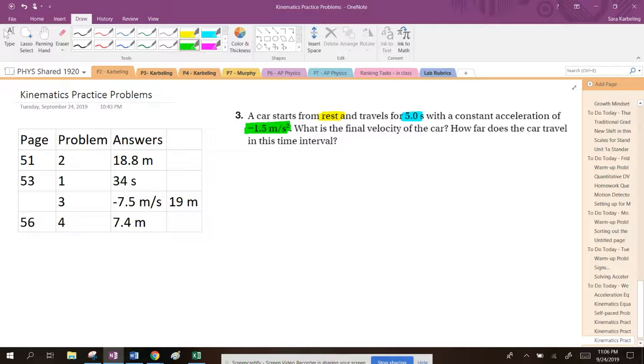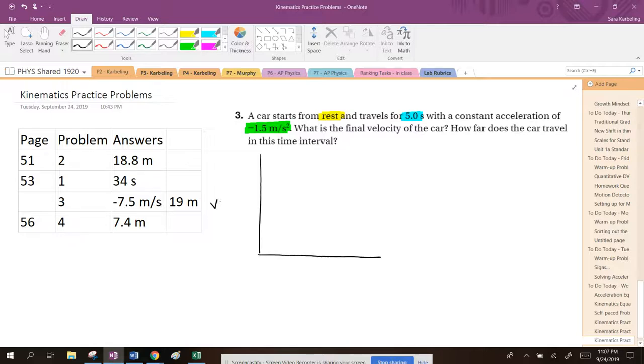It asks what the final velocity of the car is, and then it's a double question because it also asks how far does the car travel in the time interval. So we'll get started with the first part, and then I'm sure we'll get to the second part as we go. So anyway, let's go ahead and start our graph because we're going to do this graphically first, and then we'll do it algebraically as always.